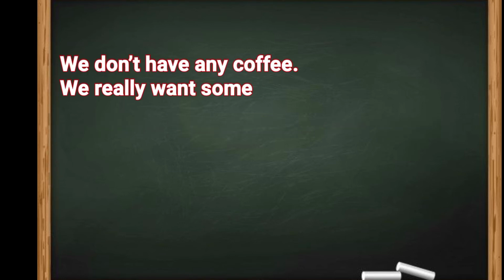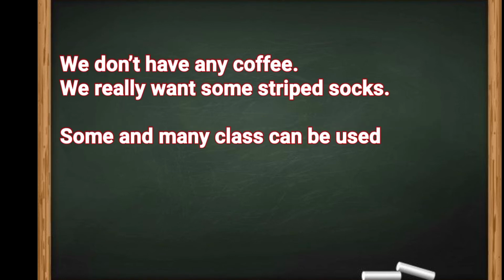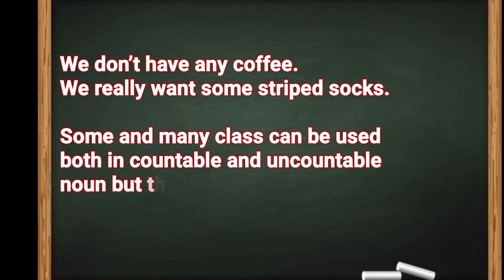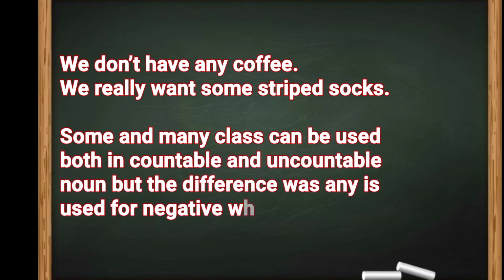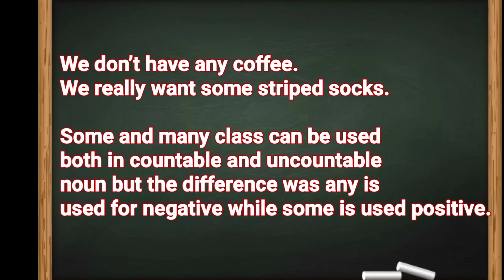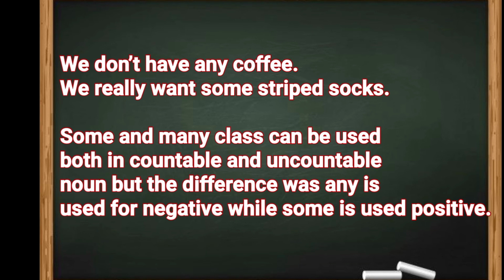Let's take a look at these examples. We don't have any coffee. We really want some striped socks. Some and any can be used both with countable and uncountable nouns, but the difference is any is used for negative while some is used for positive.